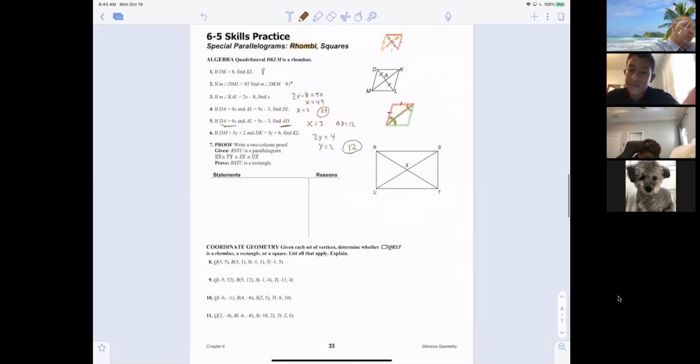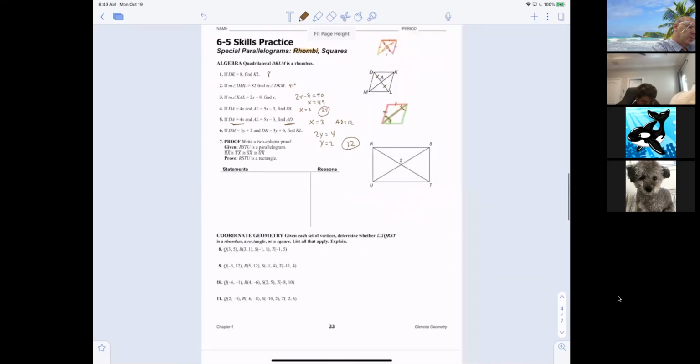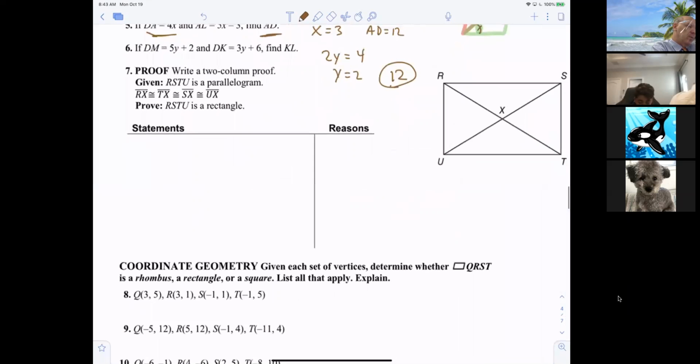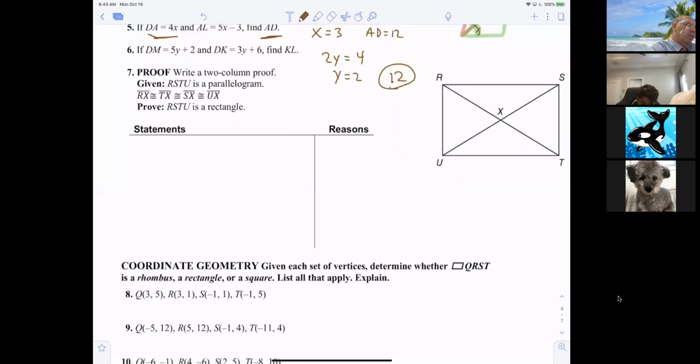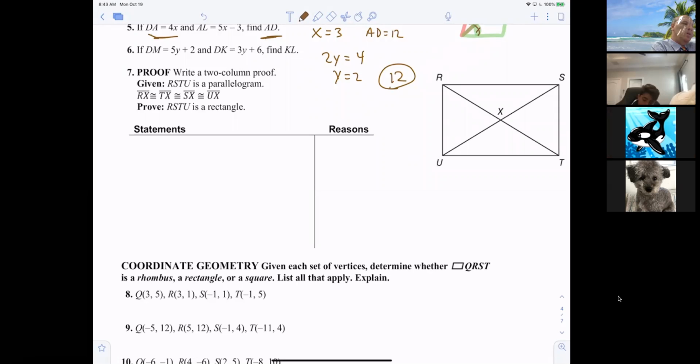Let's just knock out this proof and then we'll be most of it done. All right, here we go. Let's knock out this proof real quick. Given it's a parallelogram, we're trying to prove that it's a rectangle. And to me, the easiest way to prove it's a rectangle is to prove that the what?